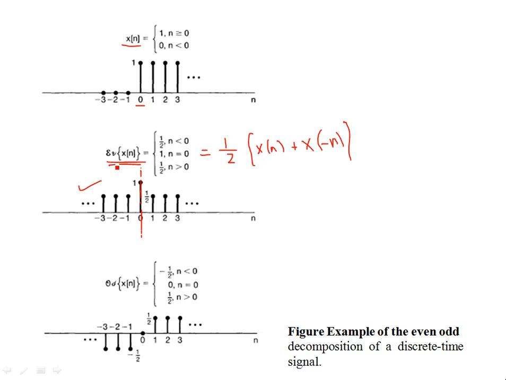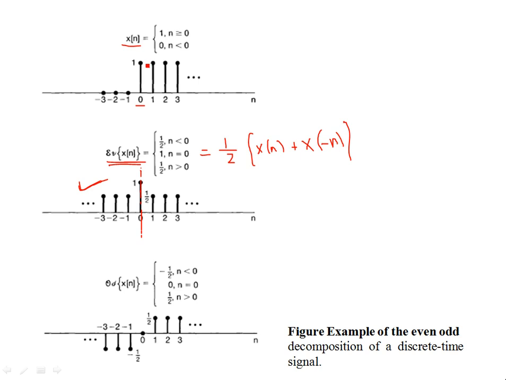You still get back your even part intact. Okay, so time reversing this sequence around n equal to 0 is going to return your original sequence. So it is still an even signal.